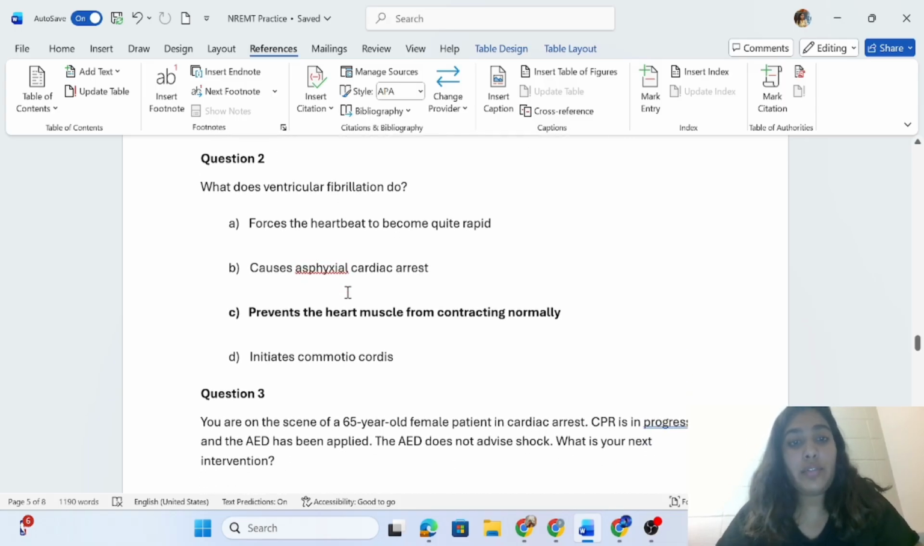What does ventricular fibrillation do? So what is ventricular fibrillation? One option: basically forces the heartbeat to become quite rapid. That is not fibrillation, it is just tachycardia.